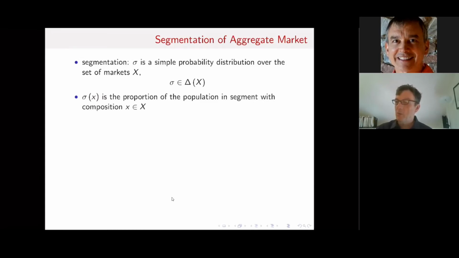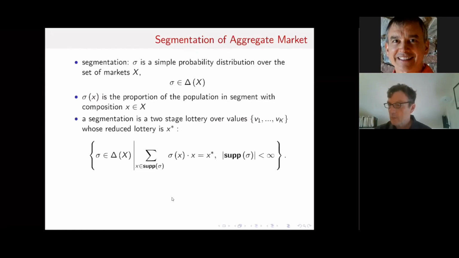So that would give me a probability distribution, sigma. And sigma x would simply say, well, what's the proportion of the population in the segment that has a particular composition x, right? So a richer city, say New York City, will have people with a higher willingness to pay on average. A poorer county, say in Pennsylvania or Ohio, will typically have a lower willingness to pay. Okay. What segmentations are possible?